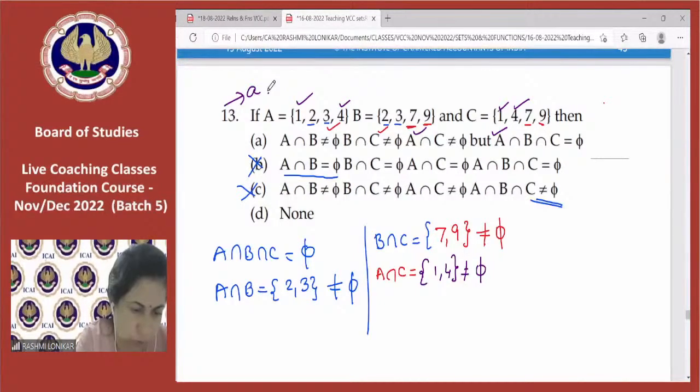Yes, Devesh, what do you want? Yes. Power set. Okay. Power set is what? It is a collection of all the subsets of a set, that is power set. Okay, Devesh?